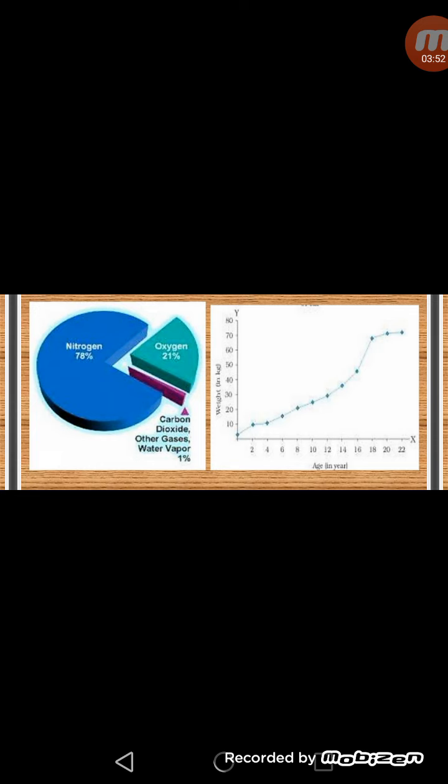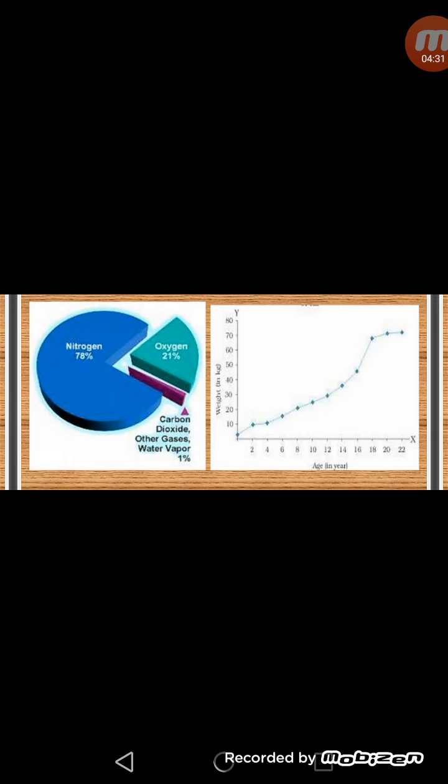Now the second type of graph, as you can see in this slide, are the pie chart and the line chart. So pie graph and line graph. So we can also represent the data in this way. Here is shown the pie graph of different gases present in air. As you can see, the maximum amount in the air is nitrogen, that is 78%. So the maximum part of this pie chart is covered by nitrogen gas. 21% is oxygen, and the rest 1% is carbon dioxide, other gases and water vapor. So we can draw this type of pie graph also.